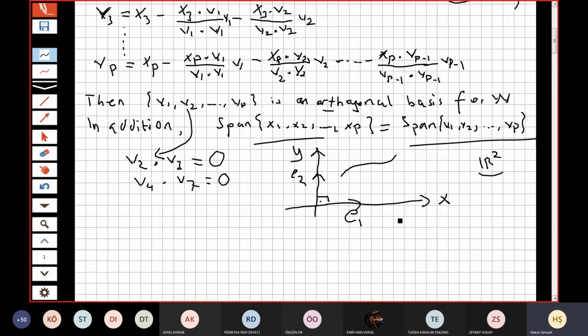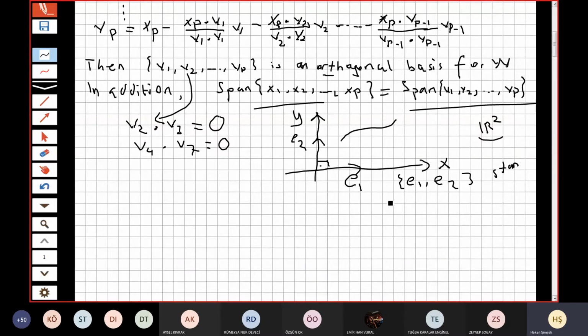If you remember, e1 and e2 form a standard basis, and they are orthogonal. Namely, the angle between them is 90 degrees. This is an orthogonal basis. Also, it is an orthonormal basis because the norms are equal to 1. The norm of e1 is equal to 1. The norm of e2 is also equal to 1. If the norms of vectors in the orthogonal basis are equal to 1, we say that this is an orthonormal basis.